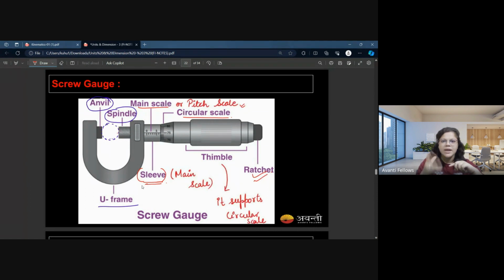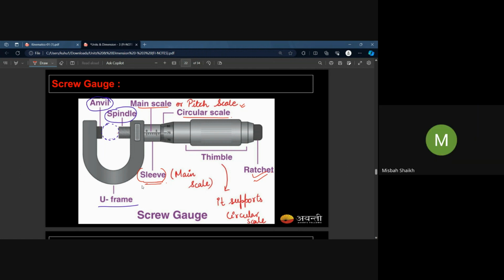Are you getting my point? Initially, this circular scale completely covers this sleeve, this main scale. You are not able to see a single division on this scale. Once you rotate it, you are going to be able to see the readings, the divisions on the main scale. So that's why the word sleeve is used over here. Is that okay?